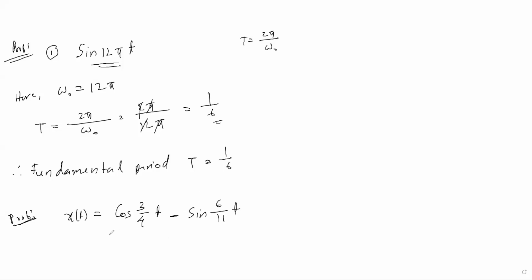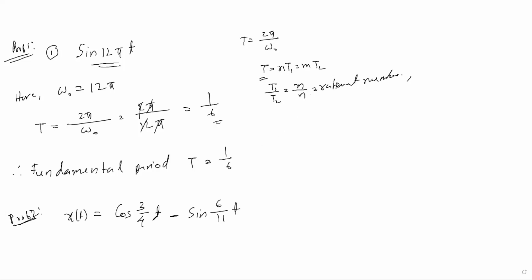For this second problem, we have to use the formula: T equal to n T1 or m T2, another is m by n, another is T1 by T2. M by n should be a rational number. These are the information we have to use. Or you can say the LCM of T1 and T2 should give the T value.